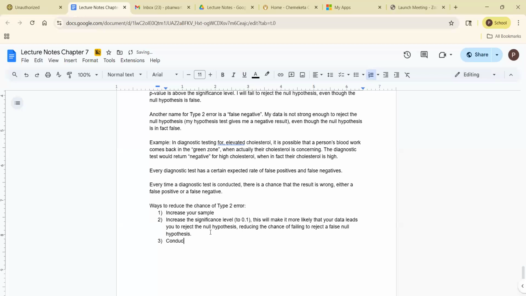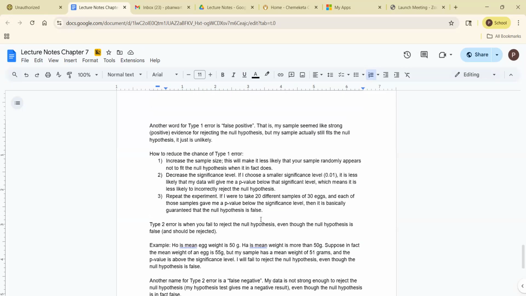And the third is conduct more tests, just like with reducing the chance of type 1 error. If you fail to reject the null hypothesis multiple times, that can raise your confidence that you don't have a false negative. Right, so that's type 2 error.